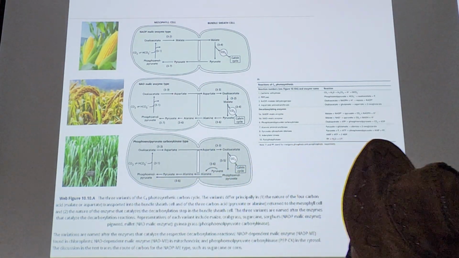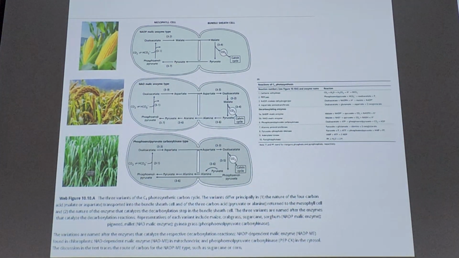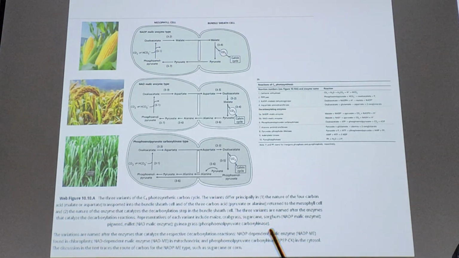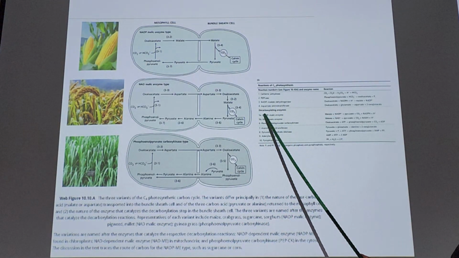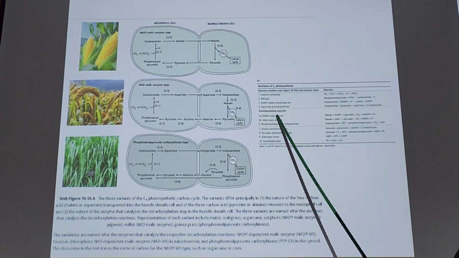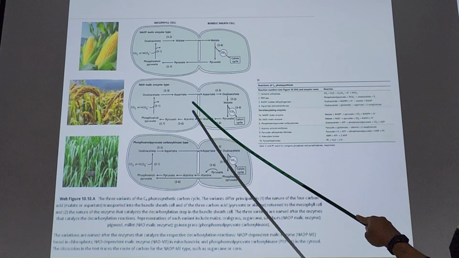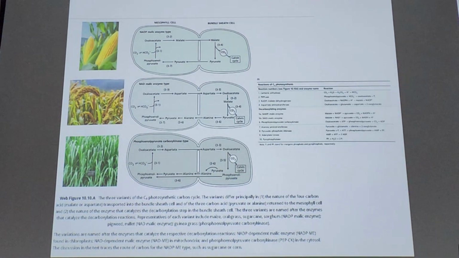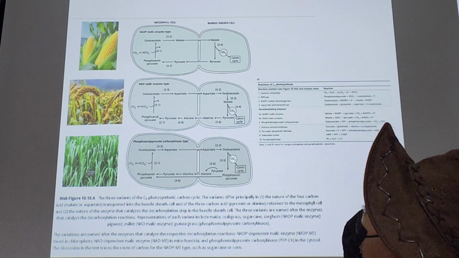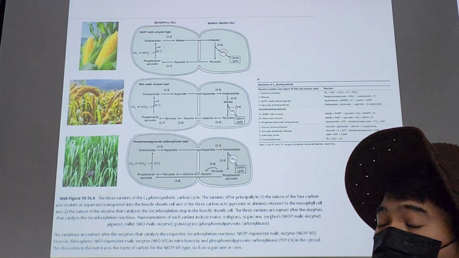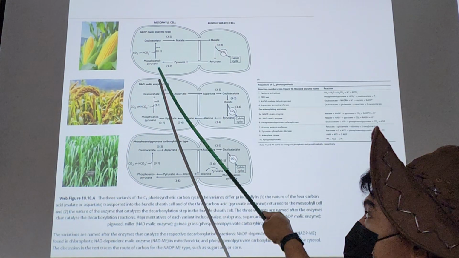So these are the three variants of C4 subtypes, as we call it, depending on the decarboxylating enzyme. So you have type 1, type 2, type 3. Most of the time in all textbooks, you only learn this one. But because this is a Cambridge Oxford bound class, you get to learn the other two.